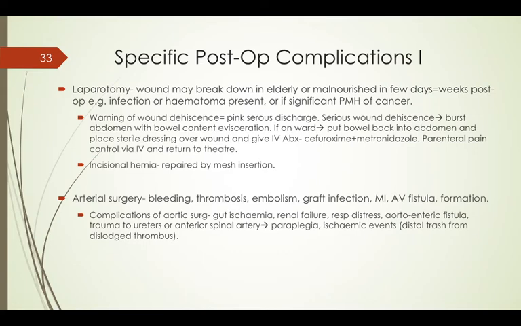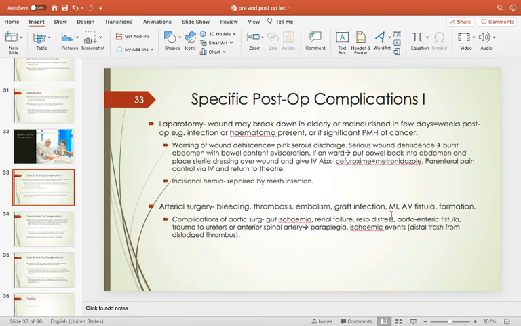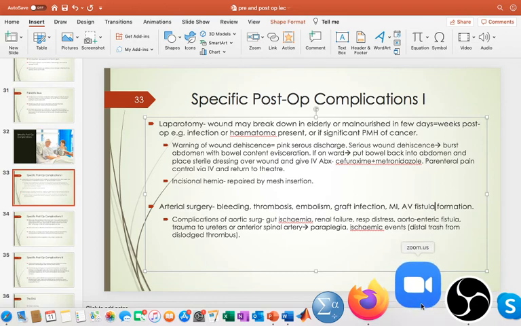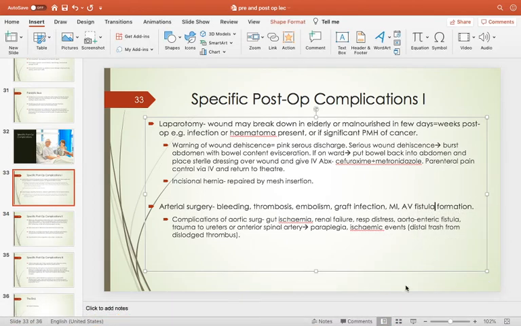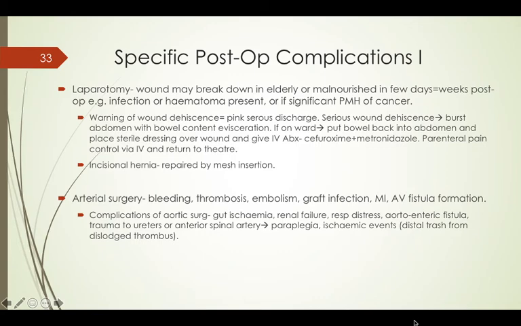So complications of aortic surgery. So gut ischemia is one. So that could be as a result of poor blood supply to the gut. Renal failure, again poor blood supply to the kidneys. Respiratory distress, fistula forming between the aorta and the bowel, quite uncommon really, aorta-enteric fistula. Trauma to the ureters or the anterior spinal artery, which can result in paraplegia, and ischemic events, MIs, strokes.